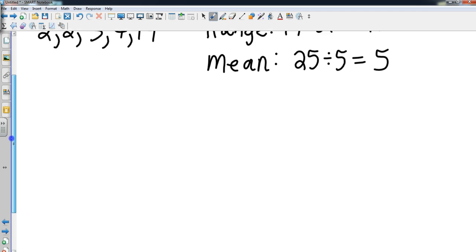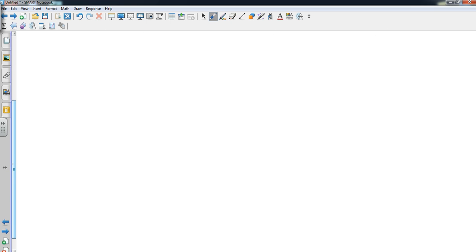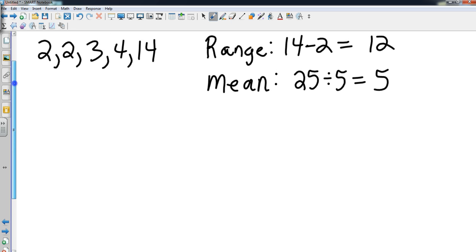And now we're going to find something that's new to us. What we're going to work on next is the mean absolute deviation, and we're going to find that to the nearest tenth. So what we need to do is find the sum of the absolute values of the differences between each value and the mean.